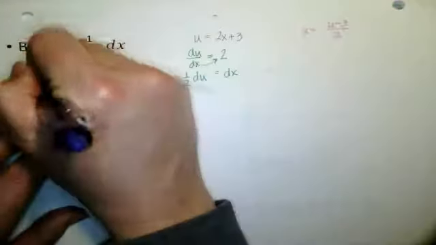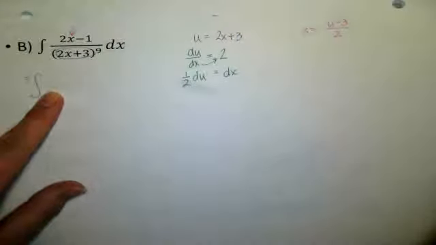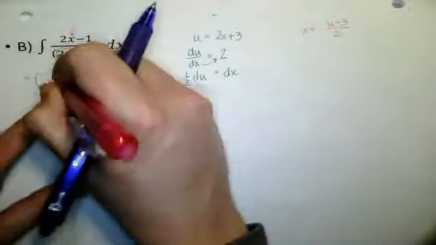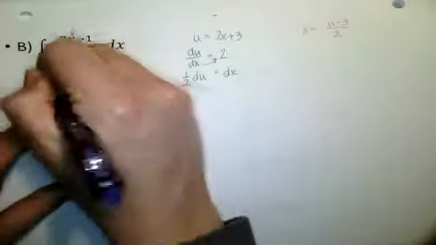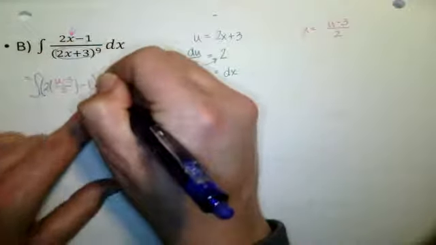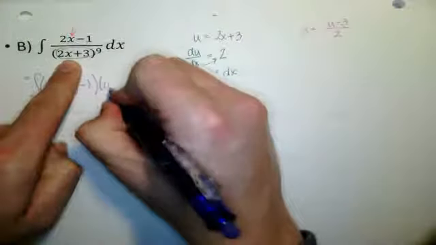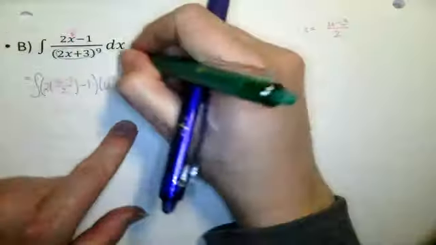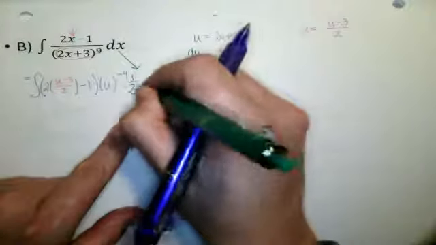So I have the integral of. Now, again, I'm going to replace this x. I need everything in terms of the same letter. So we have 2, and in place of x, u minus 3 over 2, minus 1. That's the numerator. And then I have 2x plus 3, which we said was u. So that's going to be u to the negative 9 power. And then dx is equal to 1/2 du.